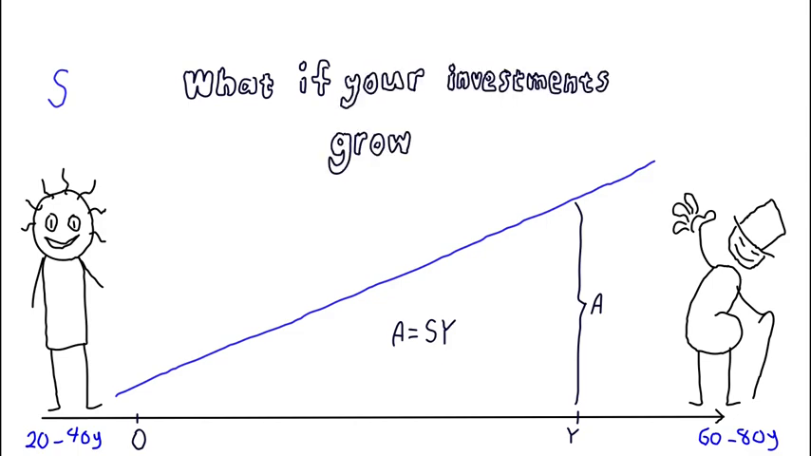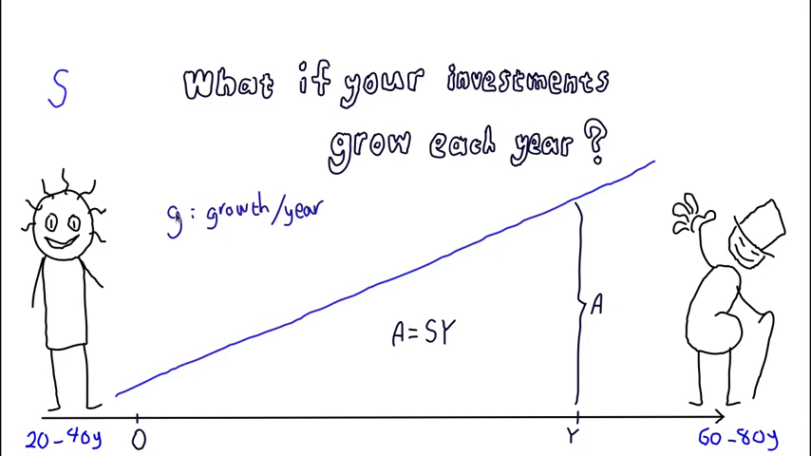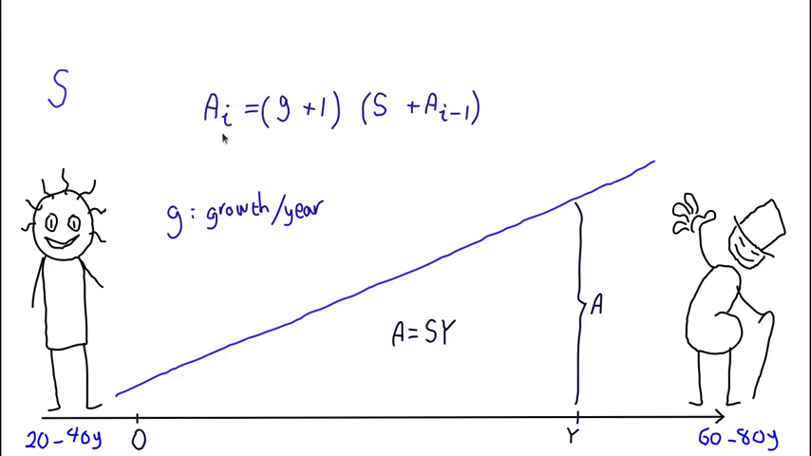But what if your investments grow per year? Let's say with a growth rate of G. We can have a formula for that. Your assets at year I is dependent on your assets at the previous year, I minus 1. And then you add to this previous year's assets your yearly investment or yearly saving. So it is S plus whatever you had. And then all this chunk will increase with the growth rate, 1 plus G.